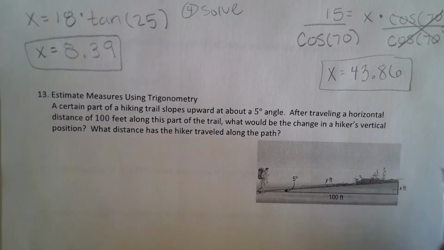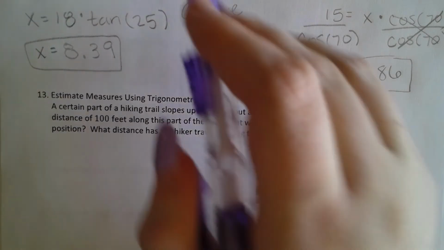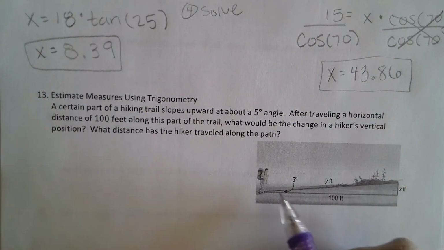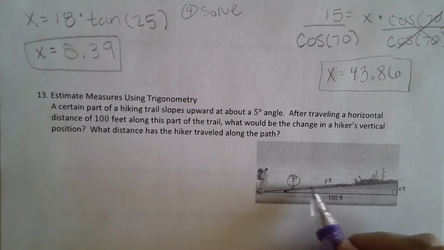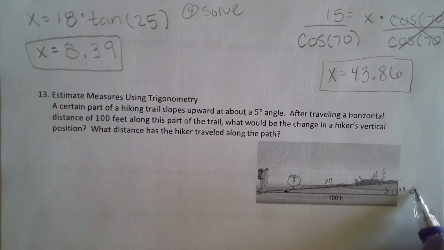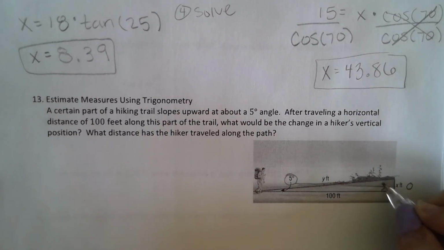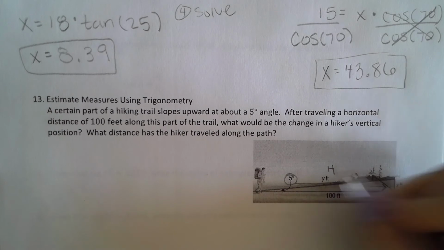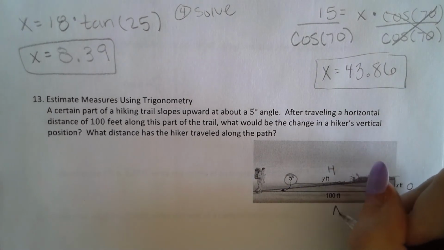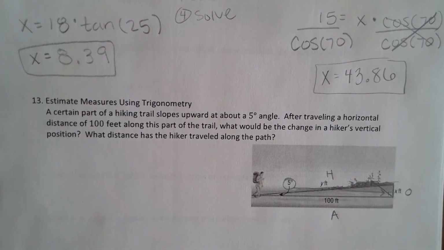So let's first start by solving for x. So our first step, remember, is label our triangle. So here's our degrees, 5 degrees. So x here would be the opposite. Y here would be our hypotenuse. And this 100 is thus the adjacent.